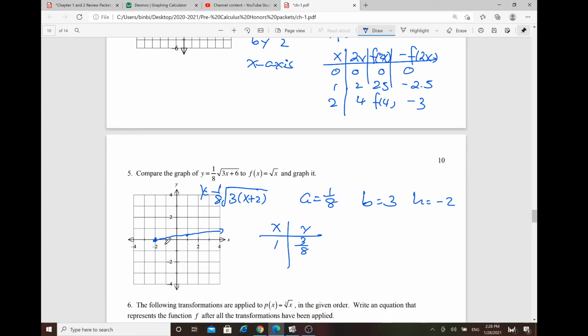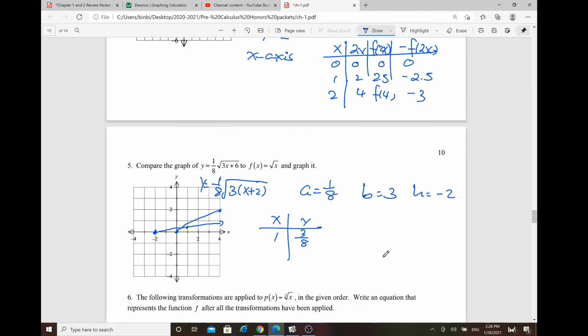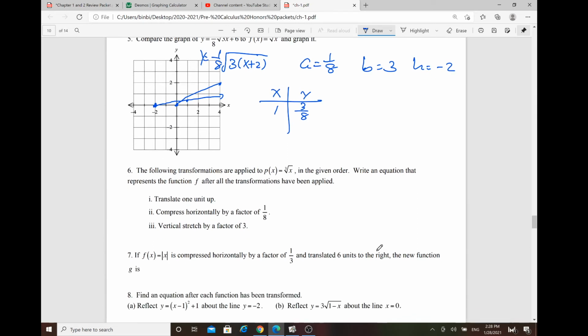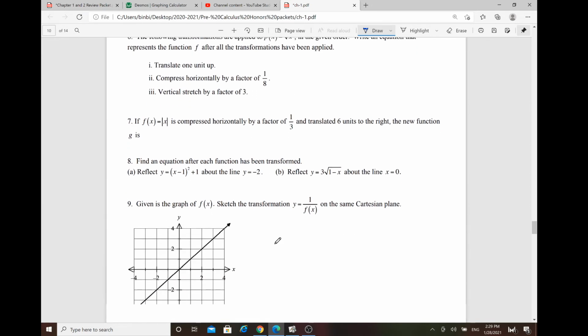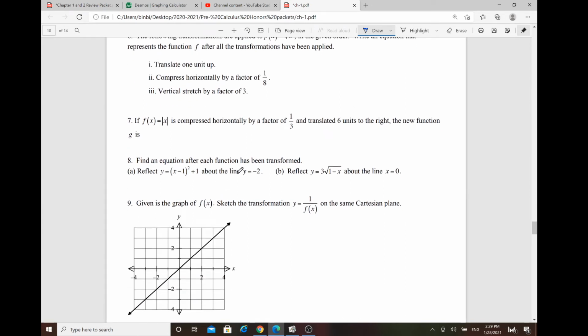Compared to the original one started at 0, 0, and then at 4, that would be 2. So obviously showing that it's horizontally compressed. And then the rest of this, they're pretty similar. So identifying the transformations and follow through the guideline. Translate 1 unit up, compress horizontally by the factor of 1/8, vertical stretch by the factor of 3. And also the rest of this, pretty similar.